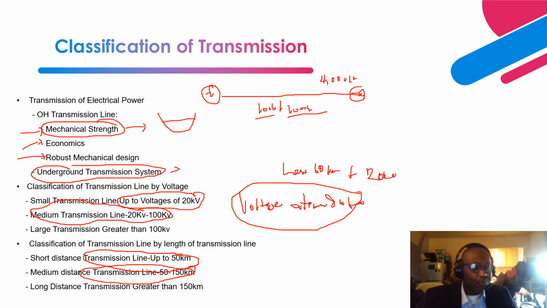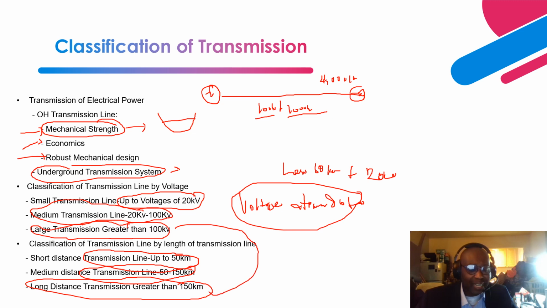Next, for a large or long distance transmission line, if you have line-to-line voltages of greater than 100 kV and transmission distances of greater than 150 kilometers, these two criteria form the basis of a long transmission line.